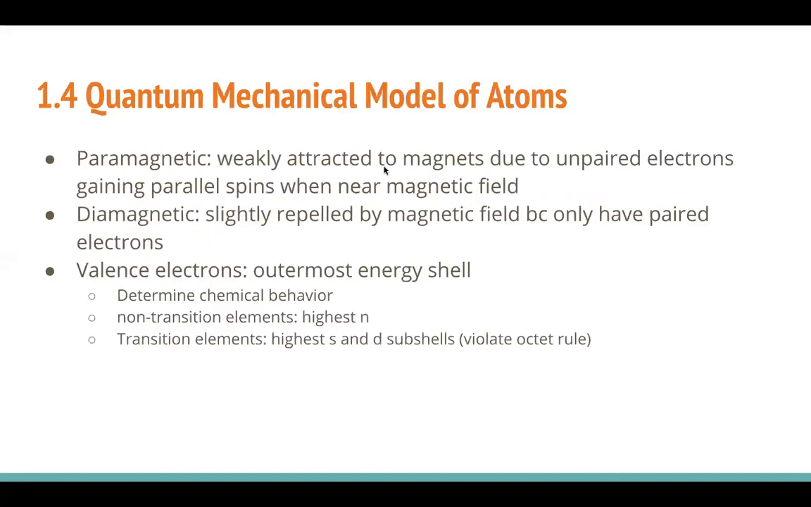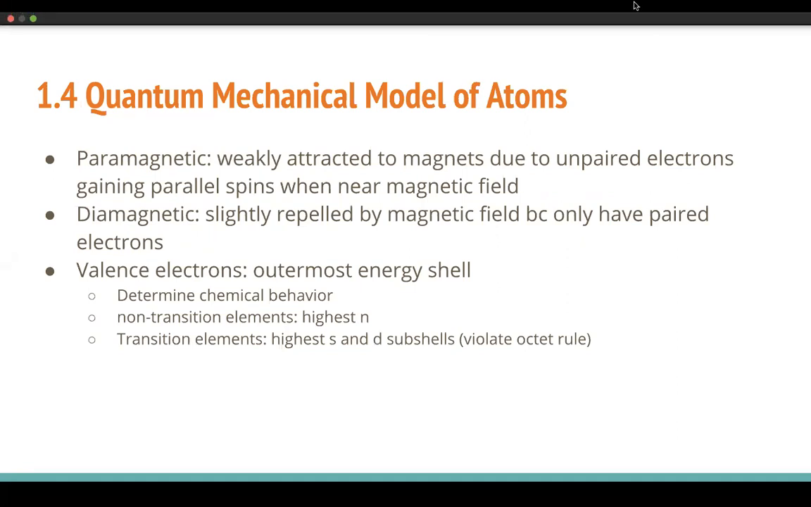And so the last thing to know for the quantum mechanical model is the difference between paramagnetic and diamagnetic. Paramagnetic is when there are unpaired electrons. If they're in the presence of a magnetic field, they all switch to the same spin, and they become weakly attracted to the magnet. Diamagnetic means there are only paired electrons, and they are slightly repelled because they don't change their spins to go towards the magnetic field.